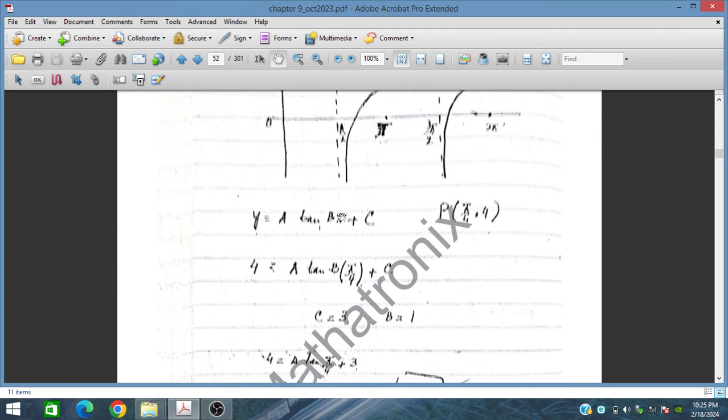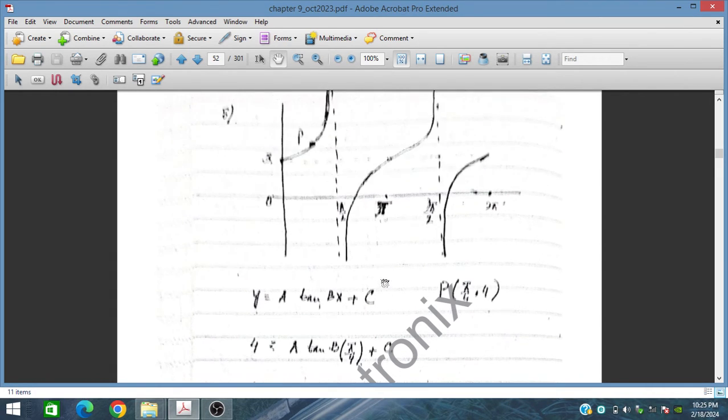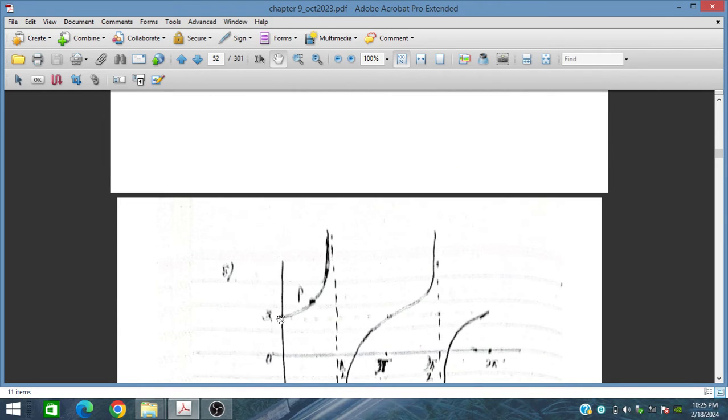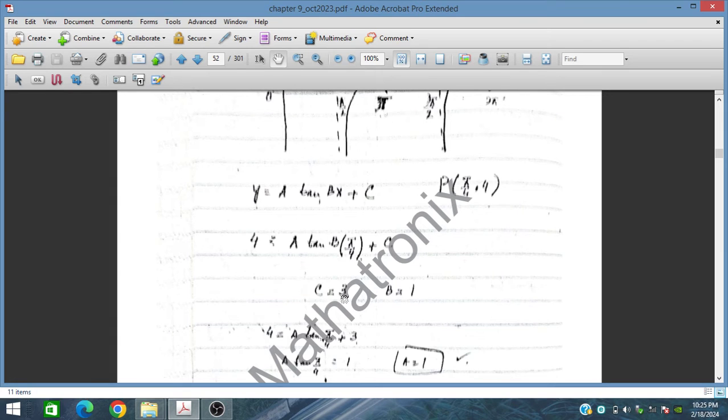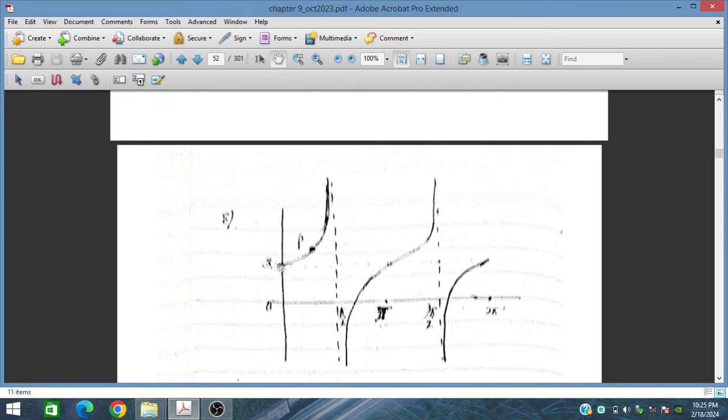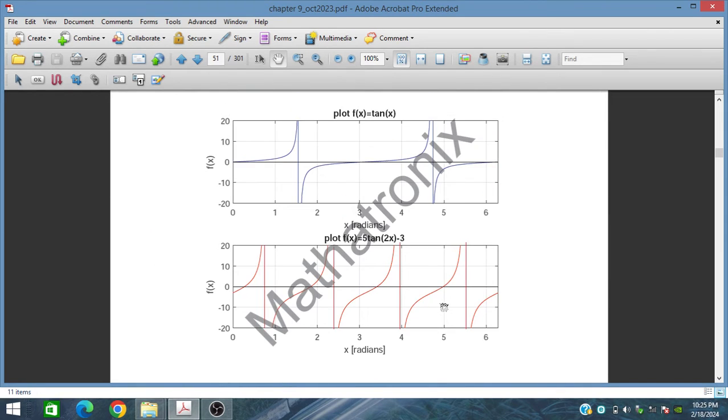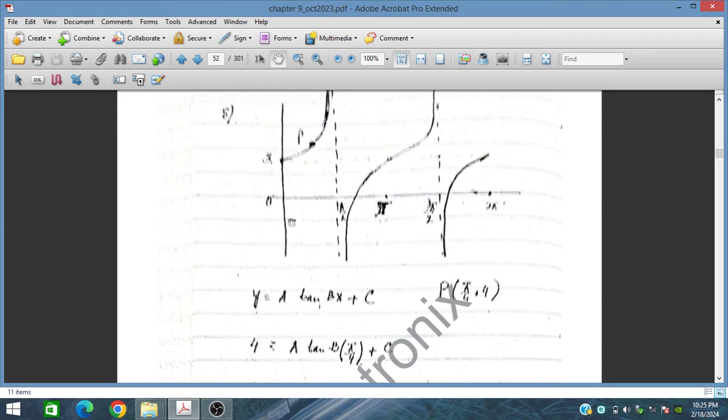So in place of this, we place pi by 4 here, and y is 4. Since c is 3, because this is the initial value, the intercept value, so c is 3 here.